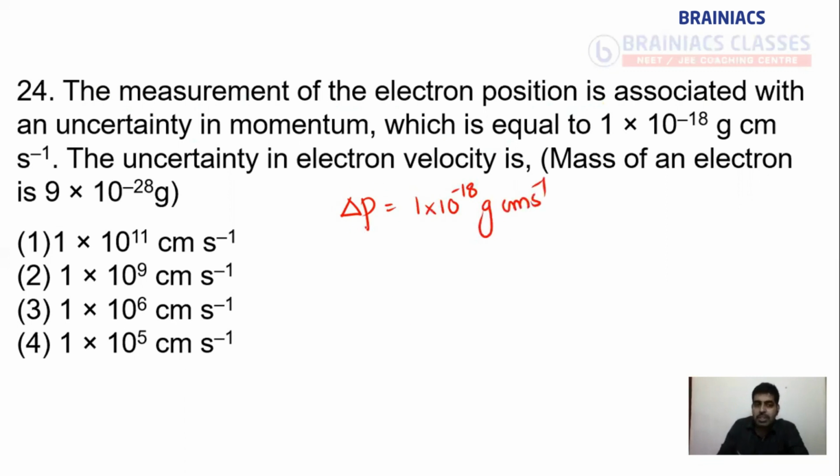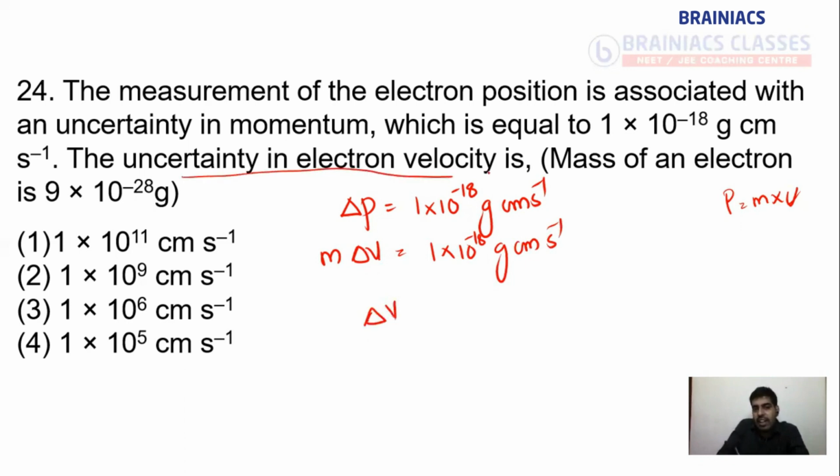Here uncertainty in momentum is given. We have to calculate uncertainty in velocity. Now what is momentum? Mass into velocity. So instead of p, I am writing m delta v equal to 1 into 10 raised to minus 18 gram centimeter second inverse. Now we have to calculate delta v, the uncertainty in velocity. So delta v is equal to 1 into 10 raised to minus 18 gram centimeter second inverse divided by m. Now here m value is given 9 into 10 raised to minus 18.